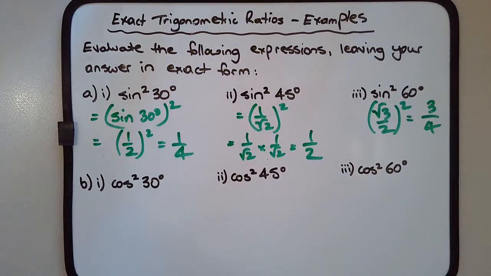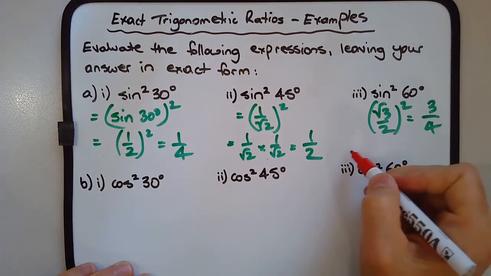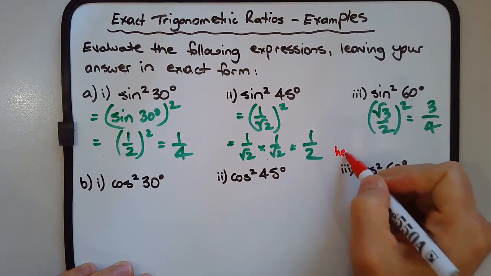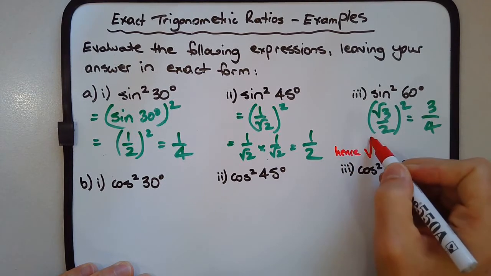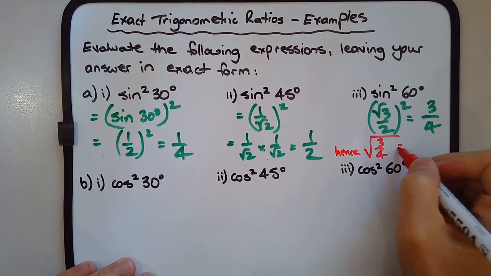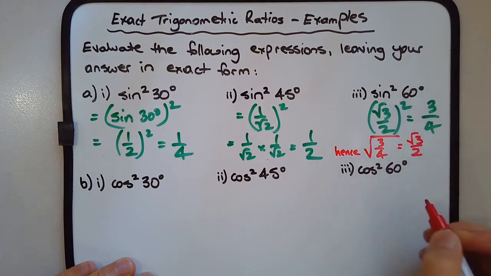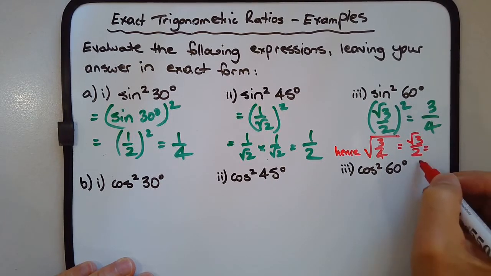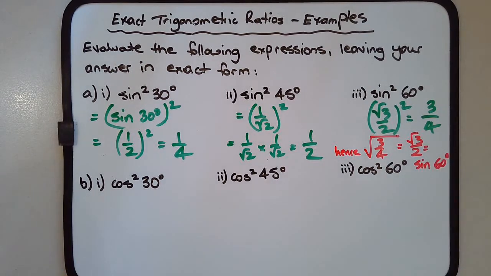In fact, I'm going to write this here explicitly. So we'll say hence, the square root of 3/4 is equal to root 3 on 2, which is equal to sine of 60 degrees without the square. So again, just one way of getting yourself out of some trouble there.